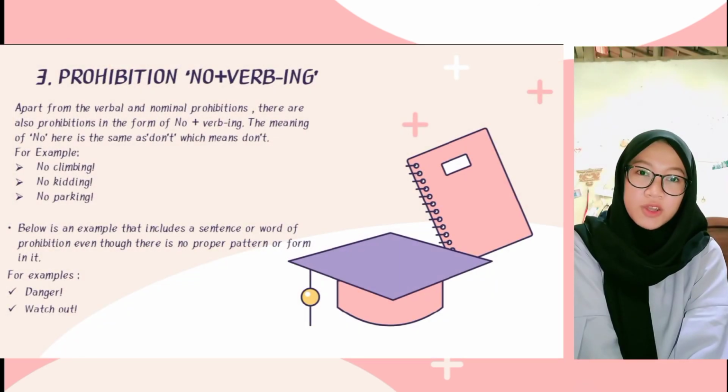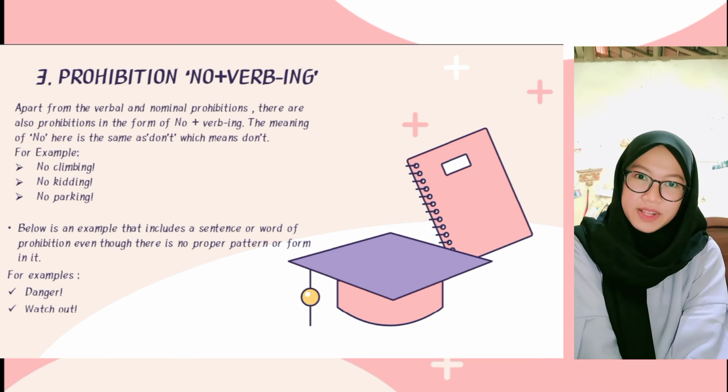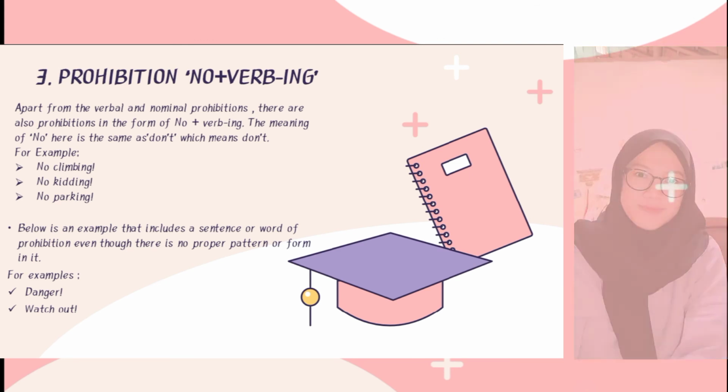3. Prohibition: no plus verb in. Apart from the verbal and nominal prohibition, there are also prohibitions in the form of no plus verb in. The meaning of no here is the same as don't. For example, no climbing, no kidding, no parking, no littering, no feeding the animals.